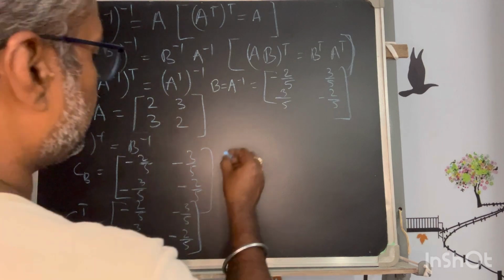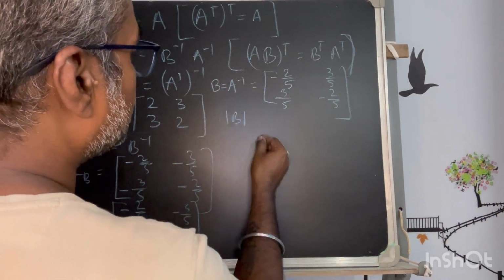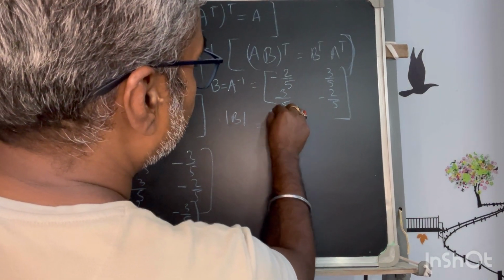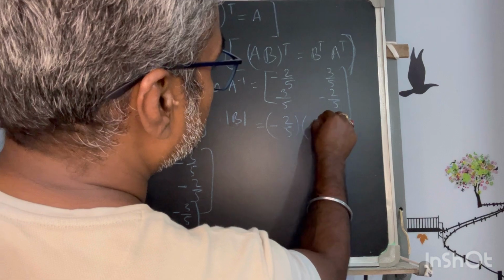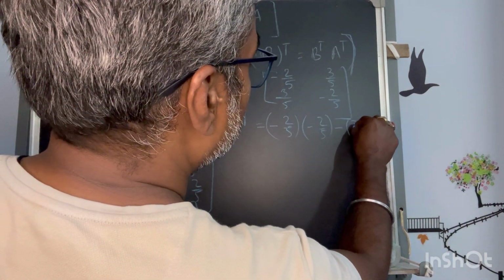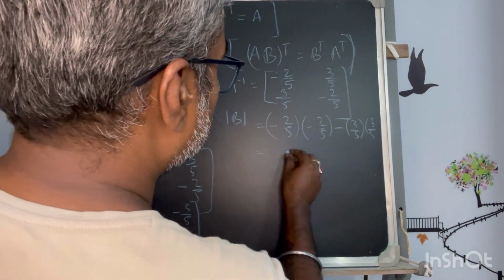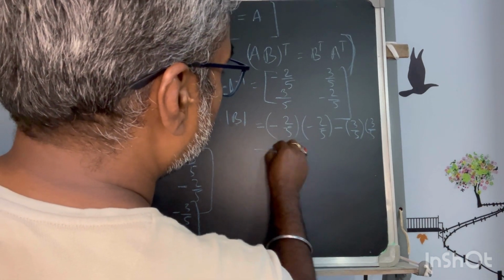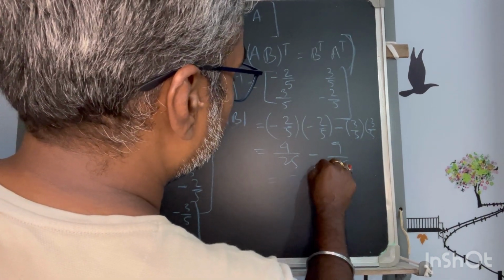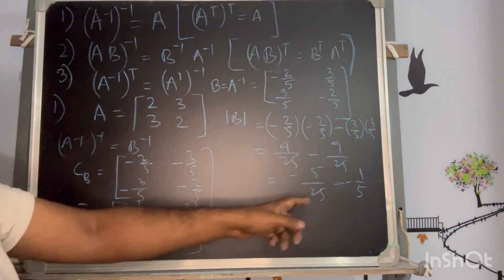Okay, now what else do you have to find? Determinant of B. So determinant of B means you have to find this: minus 2 by 5 into 2 by 5, minus 3 by 5 into 3 by 5. So minus minus plus 4 by 25 minus 9 by 25. So this will become minus 5 by 25, which is equal to minus 1 by 5. So determinant of B is equal to minus 1 by 5.